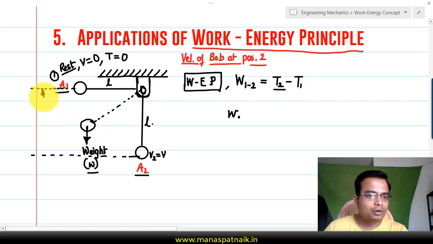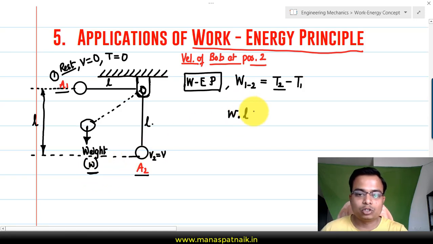And if we work out the amount of descent that has happened, the total downward movement of the bob is nothing but equal to L. This particular force W, which is actually the weight of the bob itself, is essentially responsible for the total downward movement. So W has to be multiplied with L over here. This is essentially the work done by this weight W. That is going to be equal to the kinetic energy, and kinetic energy is half of m v2 square, but we are assuming that v2 is equal to v, so half of mv square.